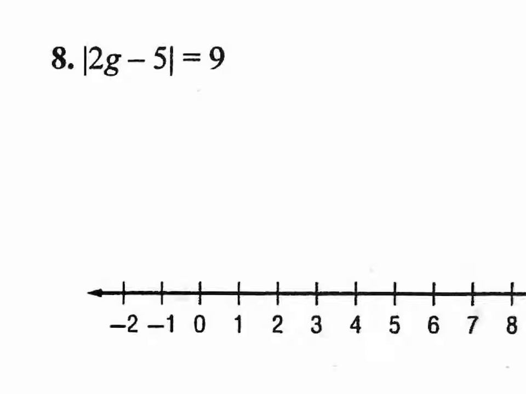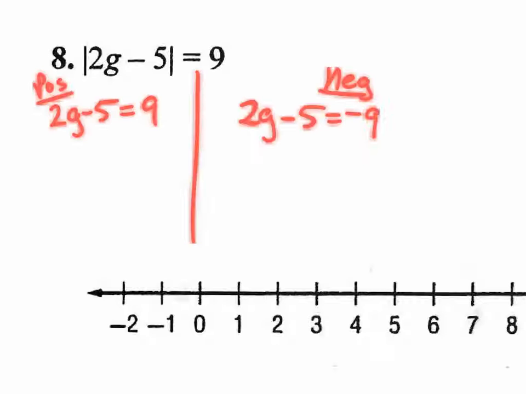Number 8, set up your two situations. Again, the positive situation is writing it exactly the way it is without the absolute value, so it's exactly the same. The only difference on the negative situation is that you take your 9 and you put a negative on it, and there is, again, no absolute value symbols right there.